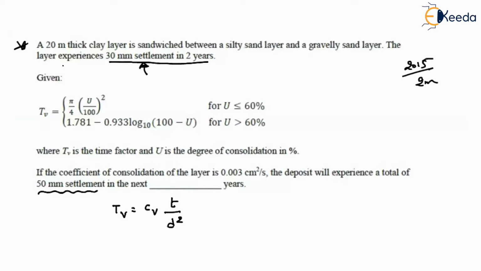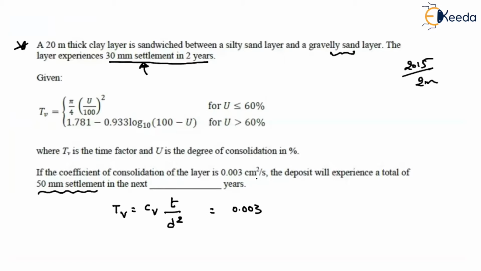See here, the 20 meter thick clay layer is sandwiched between the silty sand layer and the gravelly sand layer. So what do you think? Is it single drainage or double drainage? On one side it is a silty sand, and on the other side it is gravel. As it is gravelly sand, it is more permeable. We can consider it as single drainage. So if you substitute in this equation, what is the time factor?